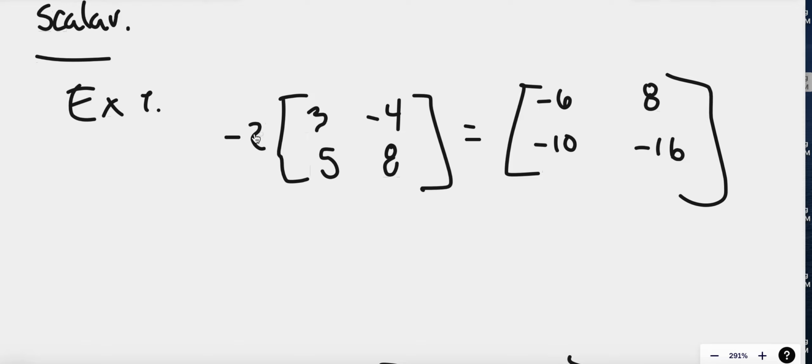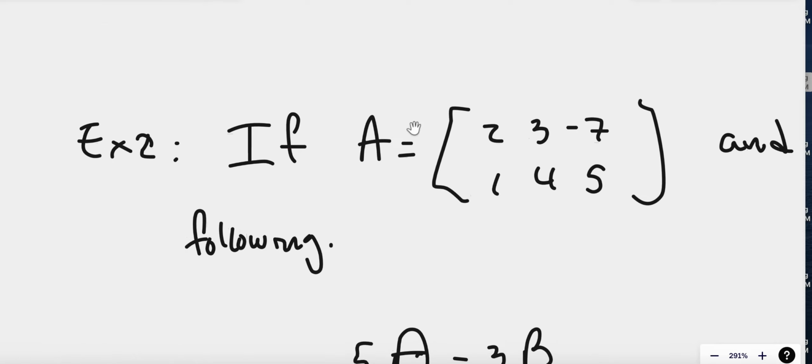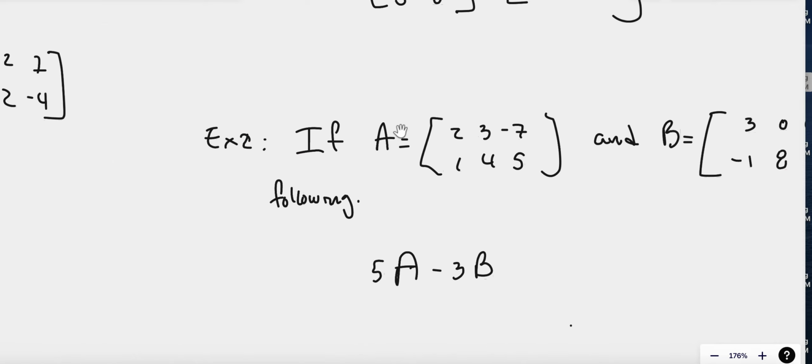You multiply the scalar, which is the number outside of the matrix, or any real number, by each of the elements inside the matrix, each of the elements. So let's go a little bit deeper. Let me move here. Let me see if I can zoom out a little bit more.